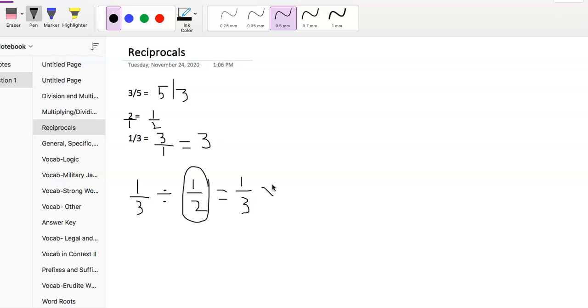So 1/3 times that 2 over 1, right? And then just multiply them out. 1 times 2 is 2. 3 times 1 is 3. There's our answer, 2/3.